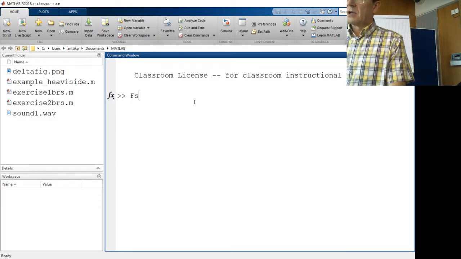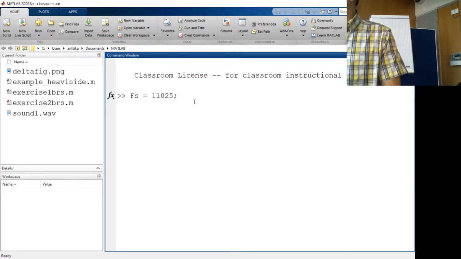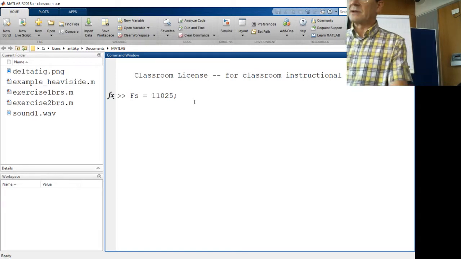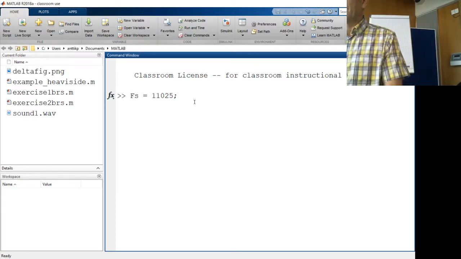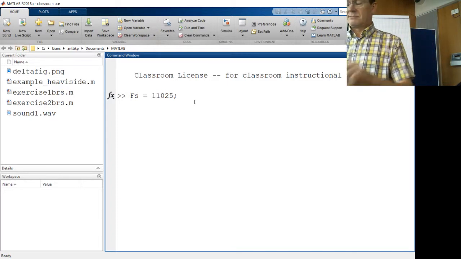From that one, we start by setting up the sampling rate. For example, 11,025 hertz, which is the quarter of the CD quality sampling rate. It's good for voice like this.